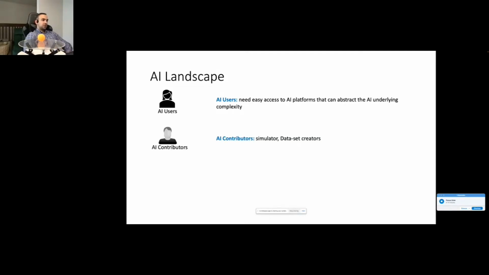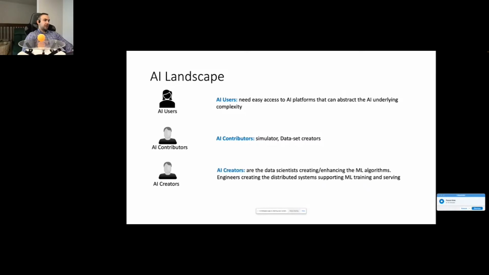We have AI contributors. Those are the contributors of simulators or data sets, and so on. So their contributions may not be purely intended for AI, but they can be used by AI. We have the AI creators, which are the data scientists creating and enhancing the machine learning algorithms, and the engineers creating distributed systems supporting machine learning training and serving. And finally, we have the AI benefiters, and this is all of us basically. Today, we are benefiting from AI one way or another.